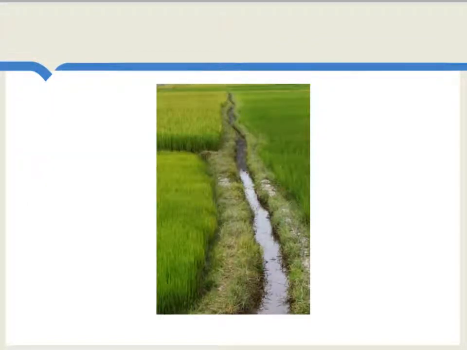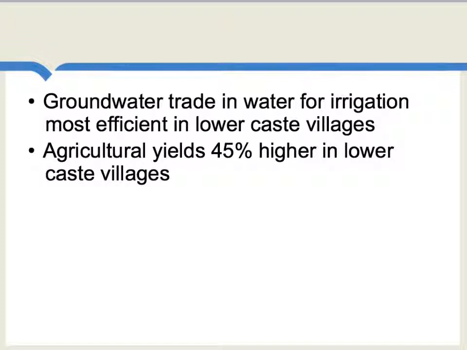The answer to that question will depend critically on groundwater irrigation. Keep in mind that most of the outputs in these villages are indeed agricultural. Here are 2 main results from the paper.